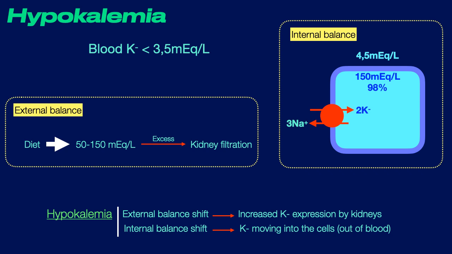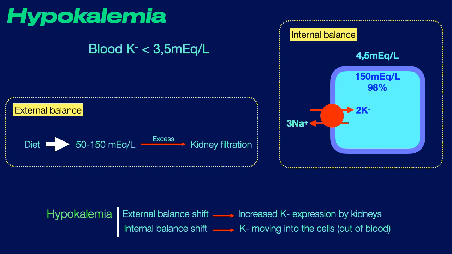The external potassium balance is about the potassium in the diet and the one managed by the kidneys. On a daily basis, the amount of potassium that typically gets taken in usually ranges from 50 to 150 milliequivalents per liter, and this is way higher than the extracellular potassium concentration of 4.5. So your body has to figure out a way to excrete most of what it takes in. Excess potassium is secreted into a renal tubule and excreted in the urine.